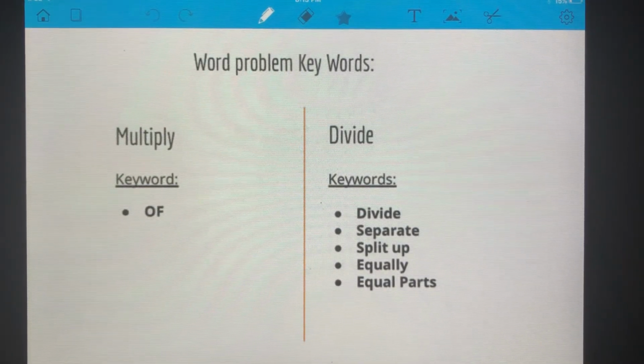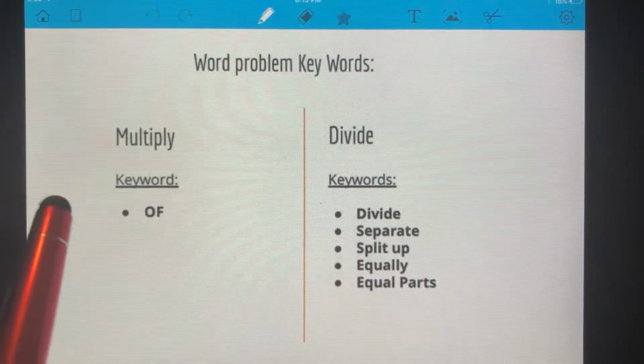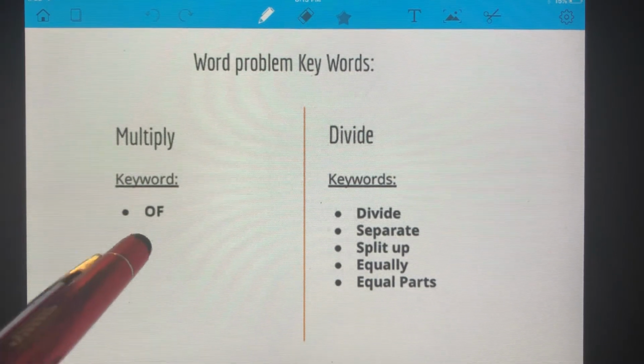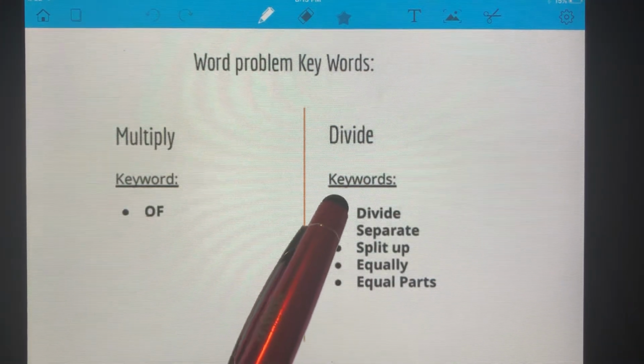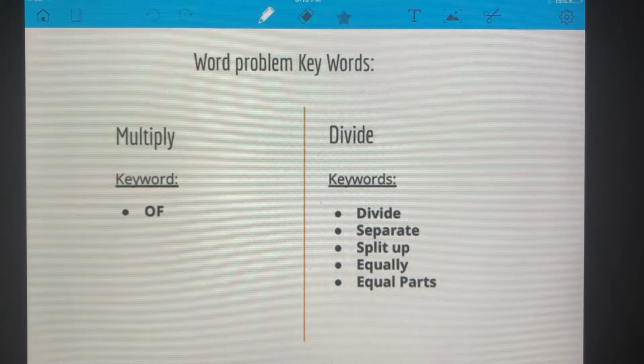Now, the other thing that we learned was some keywords to remember when we see word problems. If we're trying to figure out whether to multiply or divide, for multiply, the keyword here is "of." As long as you see "of," you're probably going to multiply. Now, if you see words like divide, separate, split up equally, equal parts, or split into equal parts, then most likely you're going to divide. So remember those keywords whenever you have word problems. We will not do a word problem today, but just in case.